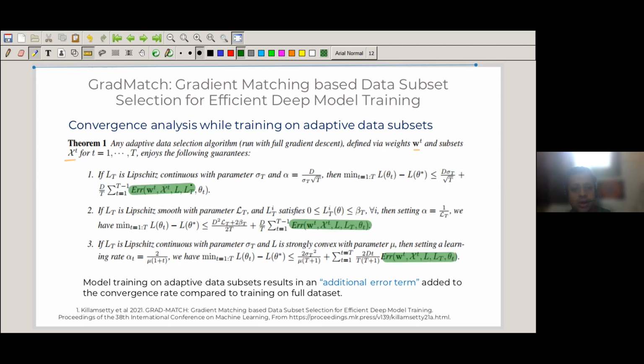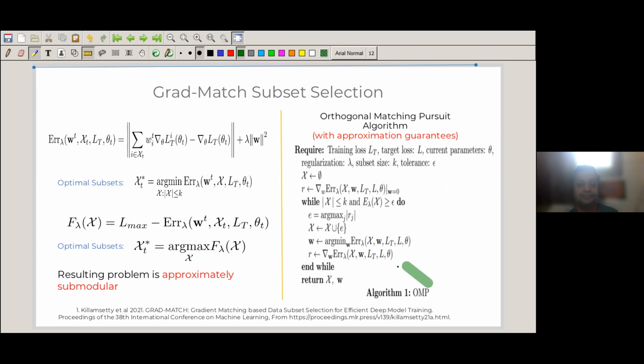So what we observe is the model training on any adaptive subset selection results in this additional error term, which is added to the convergence rate. Point is, can this error term itself be minimized? Can it be made as small as possible? And what is this error term? This error term is just saying the weighted sum of the gradients of the subset should be as close as possible to the overall gradient.